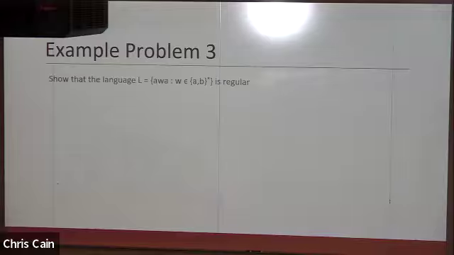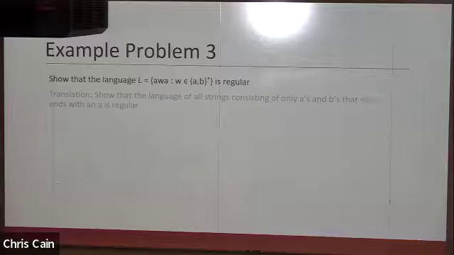All right, here we have a language that is going to be the character A followed by the string W followed by the character A, and W can be anything in the star closure of AB. So these are all strings that start and end with an A and consist of only A's and B's. Let's go ahead and draw a DFA for that, and as always, feel free to work in groups.